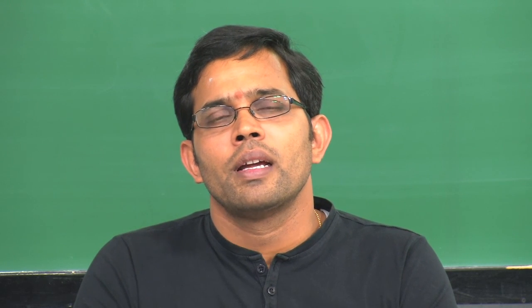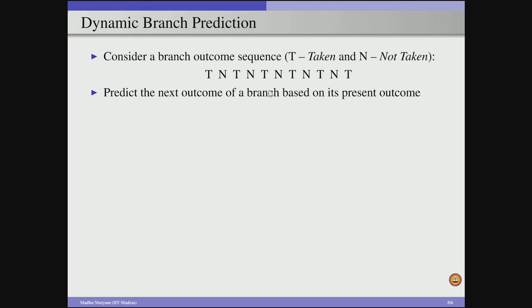So now consider a simple case. Let us assume that we are going to remember only the last outcome of the branch, and based on that we are going to take a decision. That is nothing but predicting the next outcome of a branch based on the present outcome. In this scenario, for example, when the present outcome is not taken and the next time the same branch comes, based on this outcome we say that next time also the branch is not going to take place, but actually the branch is taken.